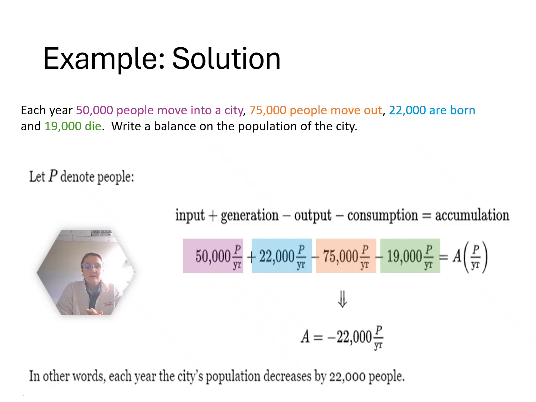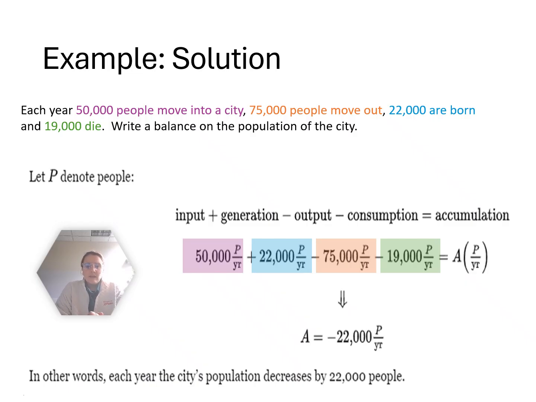The 22,000 that are born within the city. If you are born within the city, that's a positive uptake in population, which means that's the generation term. So everything that you see in light blue is related to generation. And then 19,000 die, and that is within the city. Again, remember, if it's within the process, it must be either the generation or consumption term. Now we know that if we have people dying, that is a net loss of population. So anything in green is going to be related to consumption.